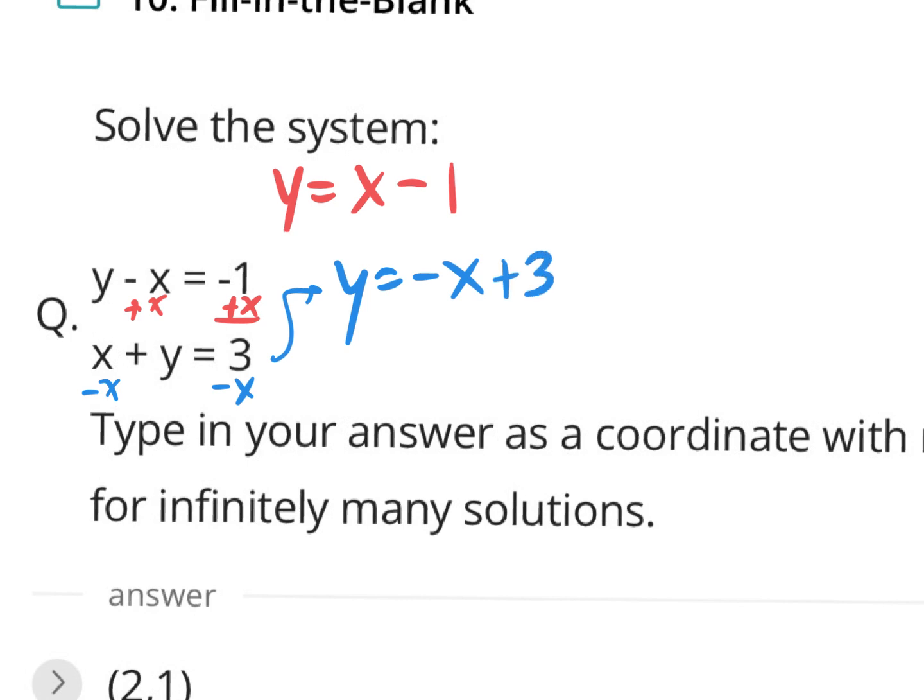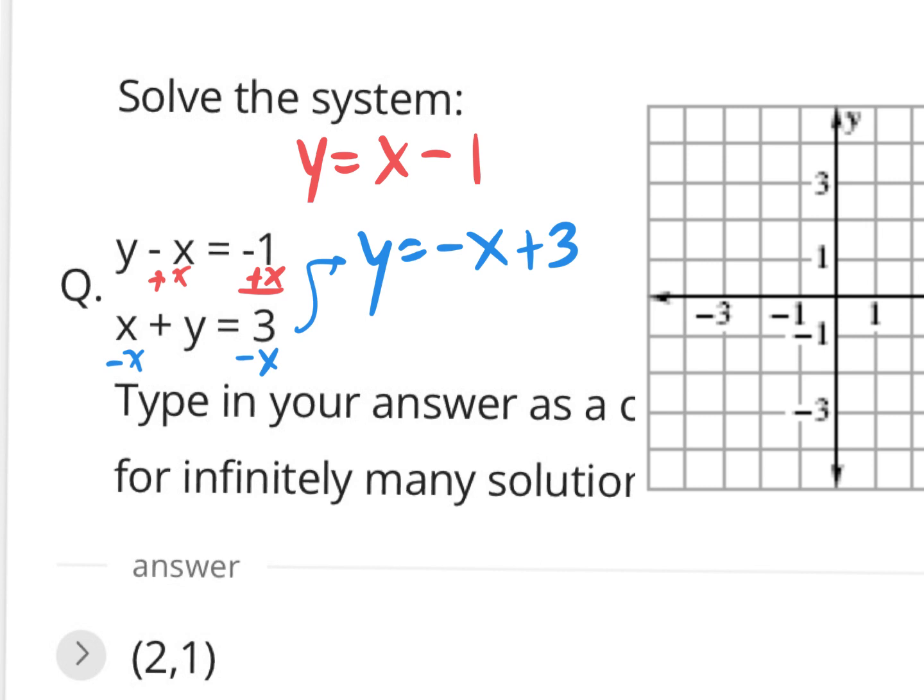So if we were to graph this, the top equation in red crosses at -1, and it does go up 1 over 1, up 1 over 1, and you could use that pattern backwards. There's your red line. And the bottom one crosses at 3, and it goes down 1 over 1, down 1 over 1, and you'll see that they intersect right at this location of 2, 1. That's the answer, 2, 1.